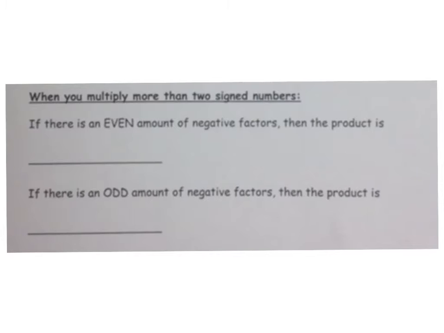Now, when you multiply more than two signed numbers, you can follow another rule. And this is actually very, very helpful when you get to high school. So it's good to practice it now. If there is an even amount of negative factors, then the product is positive. And of course, we found that in our simple examples. Both of those have an even amount of negatives. That is 2, that is 0. 0 is an even number.